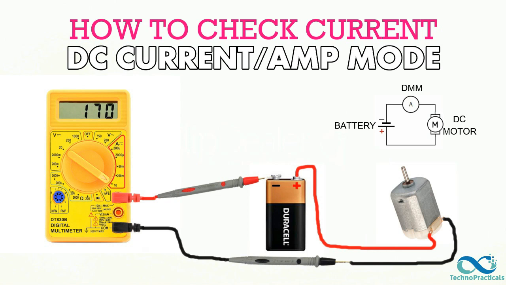Now let's look into the connections that are to be done. Connect the positive terminal of the motor to the positive terminal of the battery, the negative terminal of the motor to the black probe of your multimeter, and the red probe of the multimeter to the negative terminal of your battery. For connections, you can also refer to the circuit shown in this image. Now we can see that the DC motor consumes 170 milliamperes of current, which can be observed on the display of our multimeter. So in this way we can measure current through a circuit using a multimeter. So this is all about how to use a multimeter in various modes.